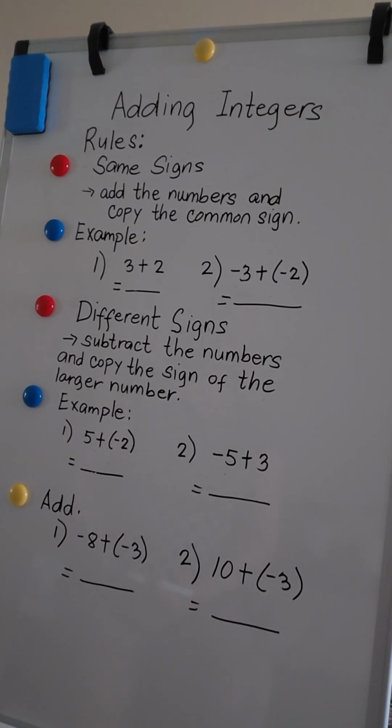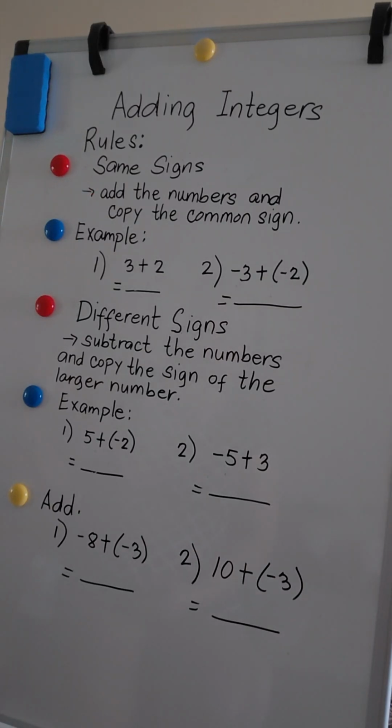Hello. So today we are going to learn how to add integers using the rules. Now the first rule is adding integers with the same sign. Take note: in adding integers with the same sign, add the numbers and copy the common sign.